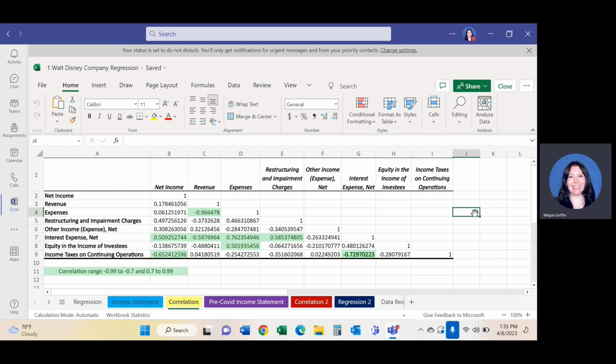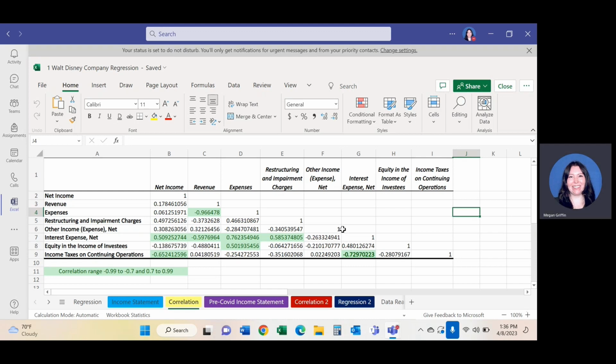Normally we will choose the independent variables that are highly correlated with the dependent variable, which is net income. However, you can see here that the two highest variables that are correlated with net income are also highly correlated with each other, which would result in multicollinearity, and we don't want to choose those for our regression analysis.